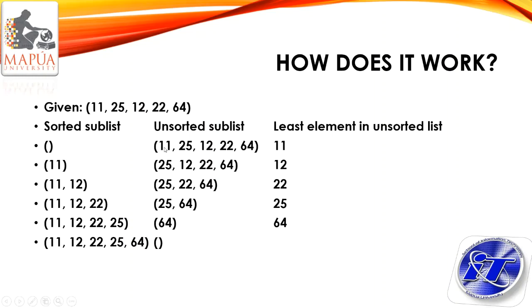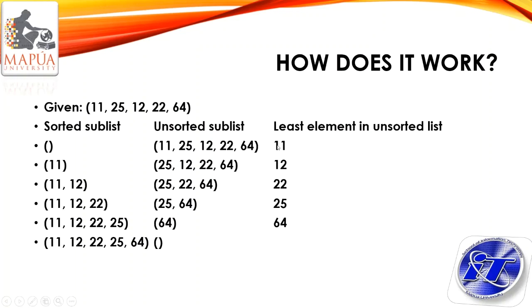First, we get the first value, compare it with the second value, and then retain the smallest value. So compare 11, 25. 11 is the smallest value. Compare it again with the next value, which is 12. 11 is still the smallest. So compare 11 with 22. 11 is still the smallest. And then compare with this last value, which is 64. Therefore, 11 is the least value among the 5 elements of the array.